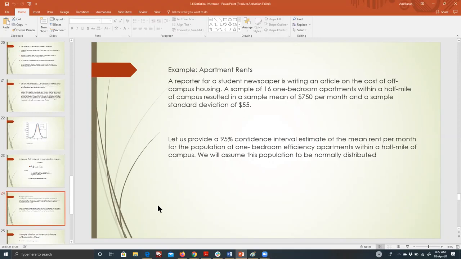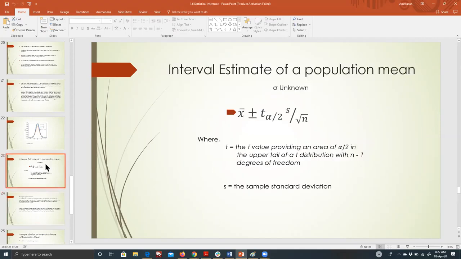Excuse me, can you repeat again? Which part exactly? What do the equation signs mean, and what is the use of that? It's an interval estimate in case of sigma unknown.